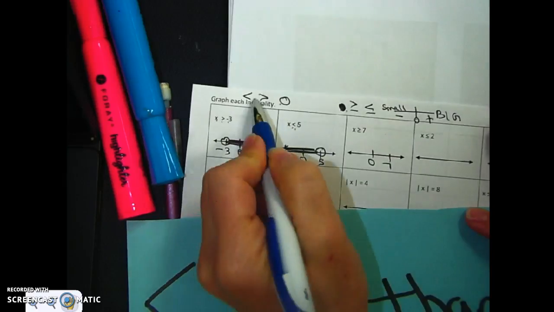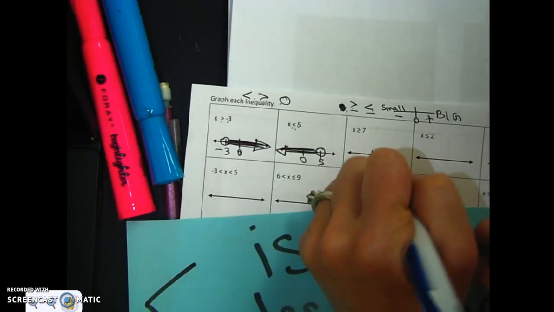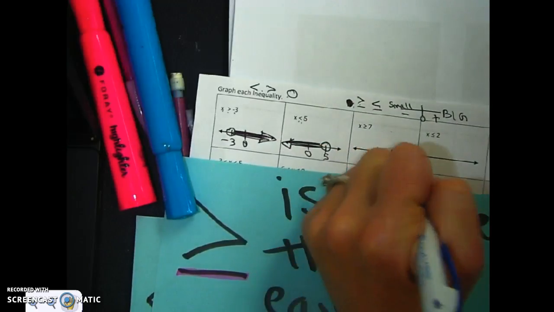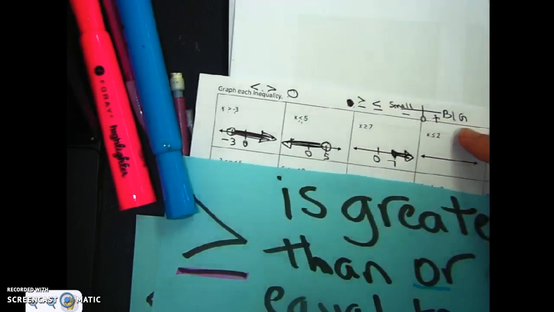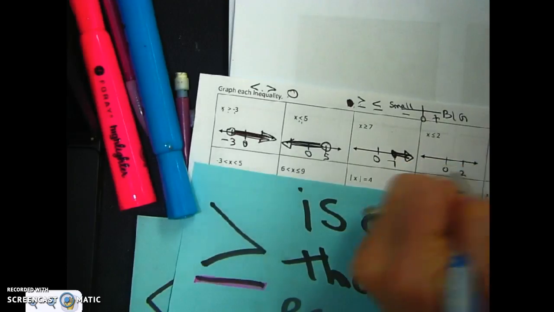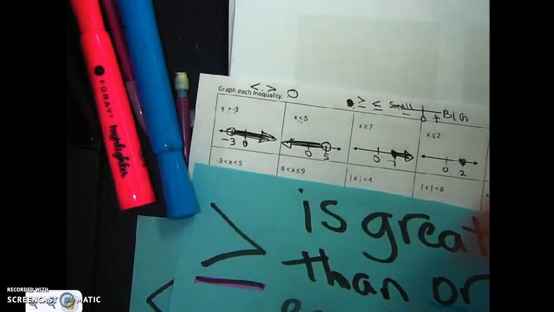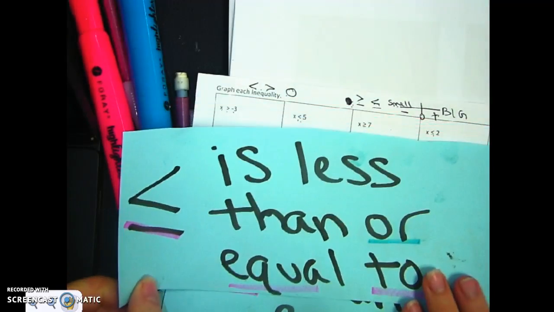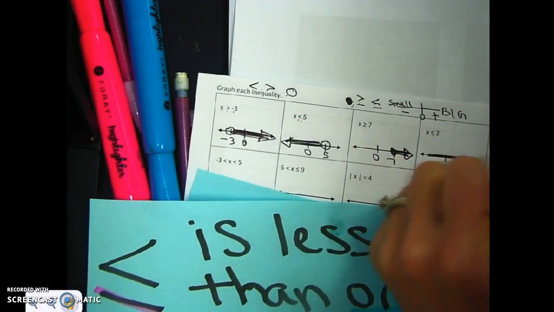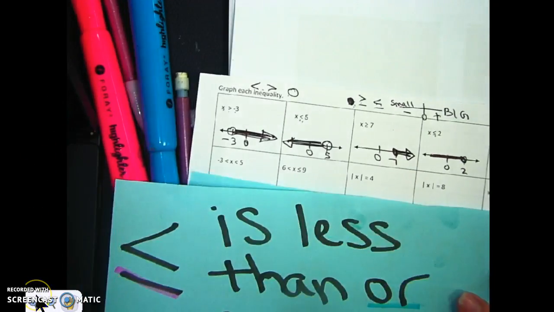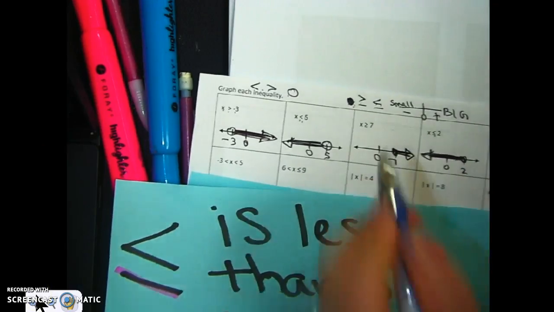0, 7. Open circle or closed circle? Boom, closed circle. X is greater than or equal to. So that means everything to the right, because everything bigger is to the right. 0, 2, closed circle. X is less than or equal to for this one. So all the small numbers are to the left from the dot. Excuse me. Sorry about that. And then show that it goes forever.